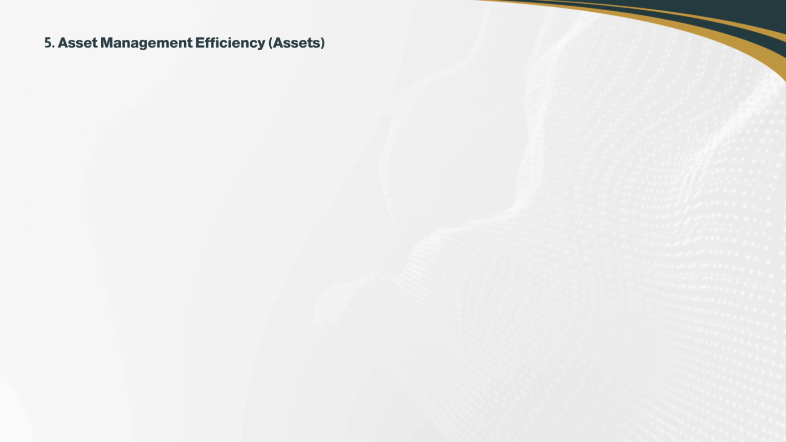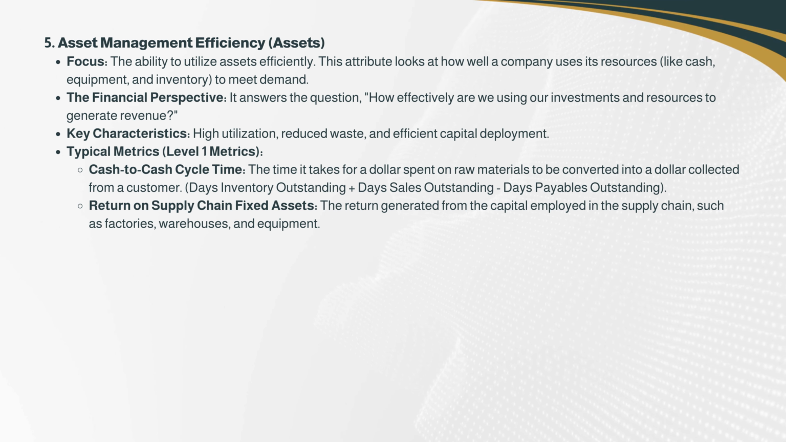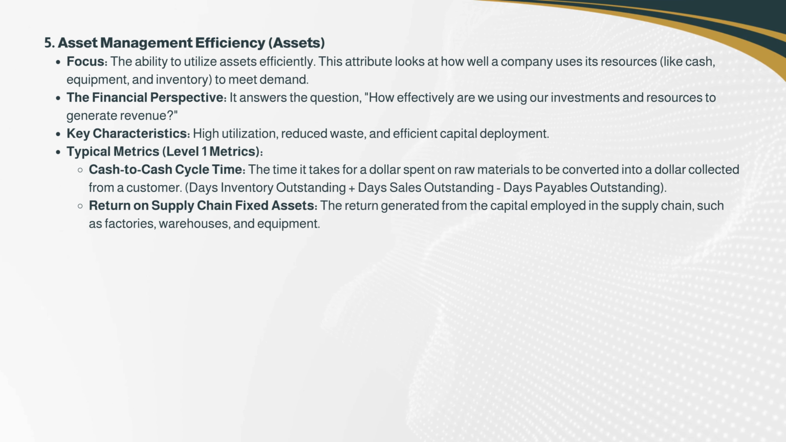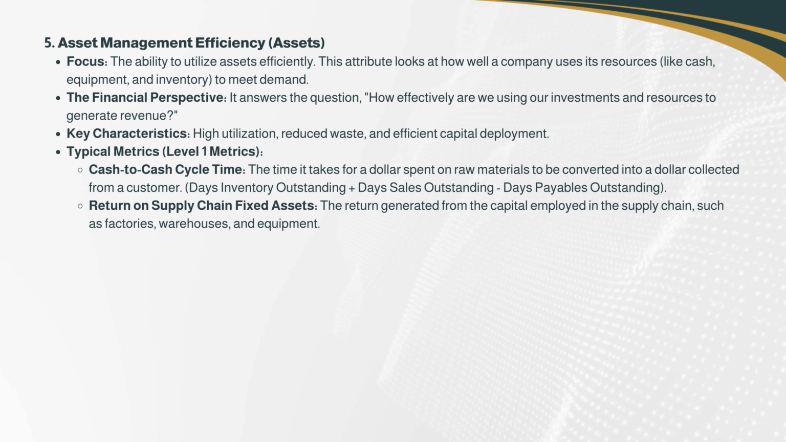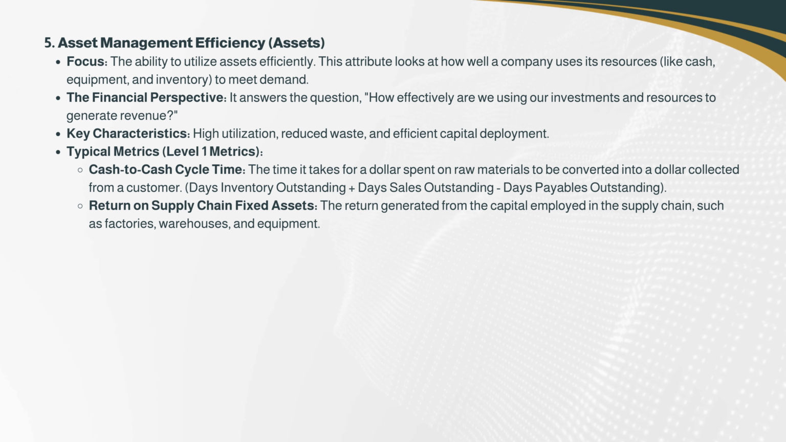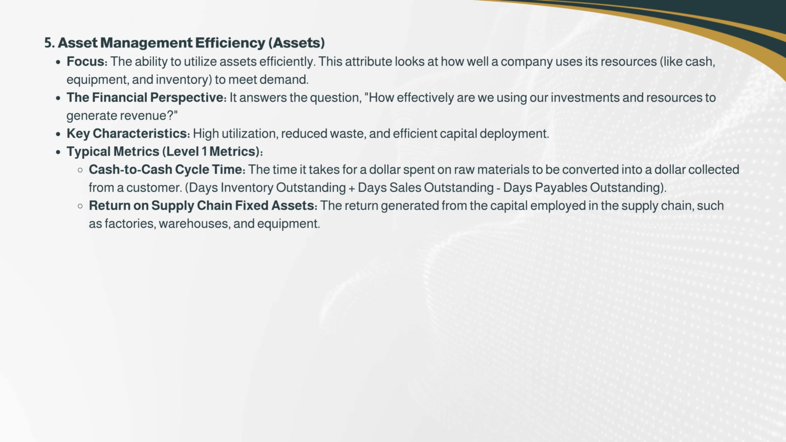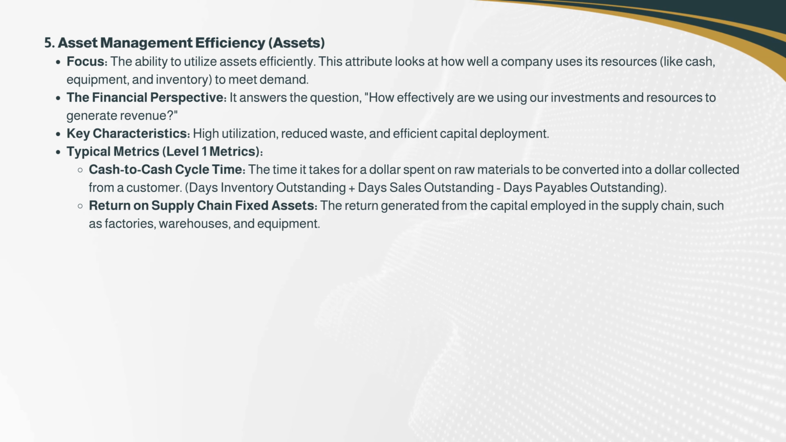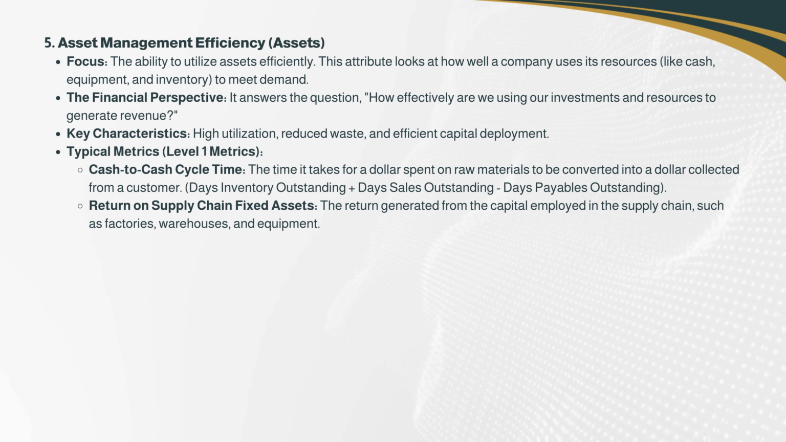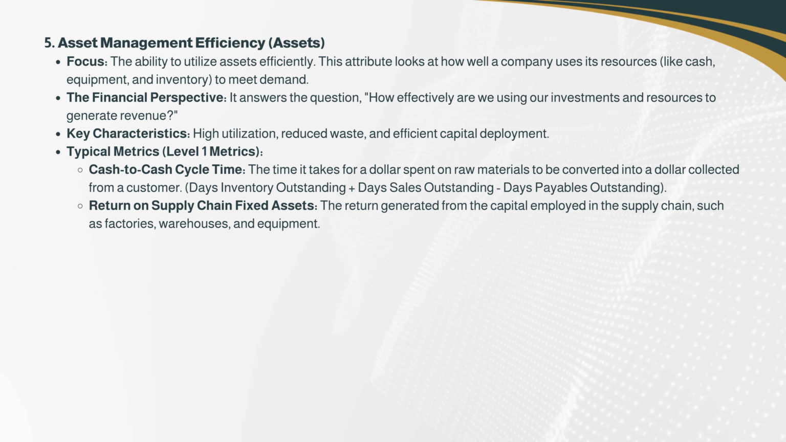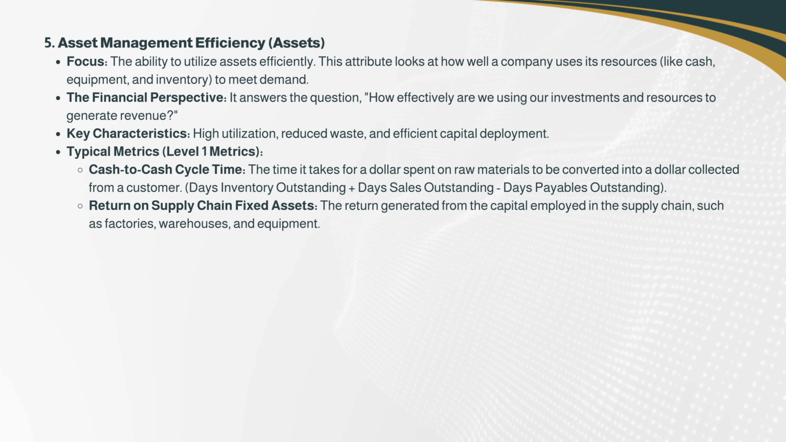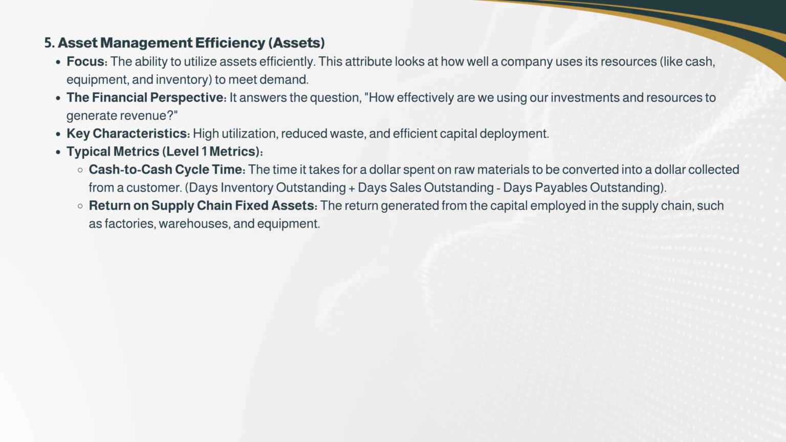5. Asset management efficiency, assets, focus. The ability to utilize assets efficiently. This attribute looks at how well a company uses its resources, like cash, equipment, and inventory, to meet demand. The financial perspective. It answers the question, how effectively are we using our investments and resources to generate revenue? Key characteristics: high utilization, reduced waste, and efficient capital deployment.